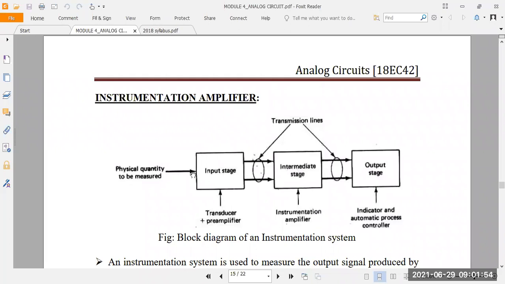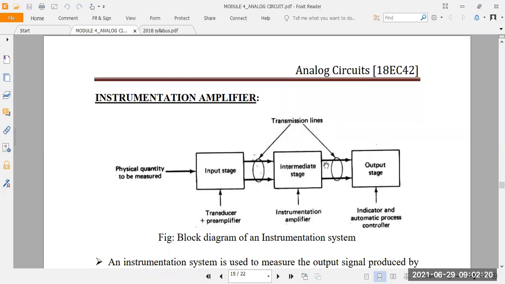Yes or no? So what is the given input here? That is the physical quantity to be measured. It means you have to apply any physical quantity, so that you have to convert it to an electrical signal from the transducer or preamplifier. Understood? Suppose you take the example of temperature, we can convert temperature into an electrical signal, in terms of voltage and current, using the transducer. That is the input stage.